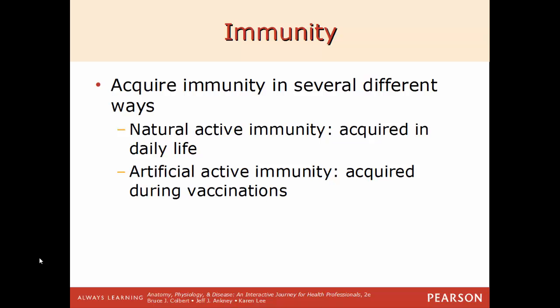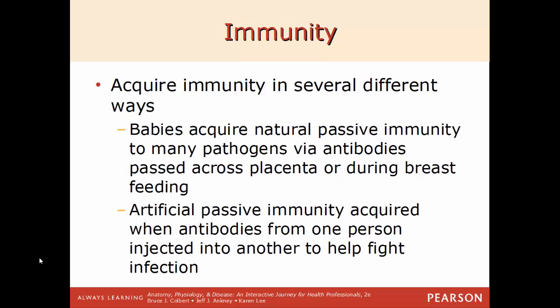That's being naturally exposed to a disease. It's naturally acquired active immunity. Artificially acquired active immunity is acquired during vaccinations. Babies can acquire naturally acquired passive immunity by receiving antibodies from their mother's breast milk, or even across the placenta. You can also have artificially acquired passive immunity, where you receive a direct injection of antibodies.